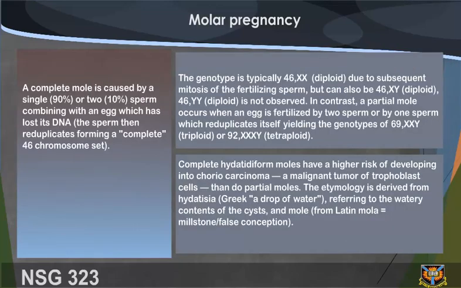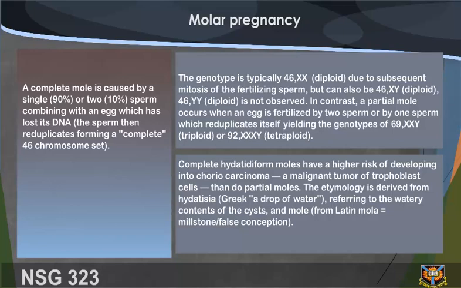A complete mole is caused by a single sperm (90%) or two sperm (10%) combining with an egg which has lost its DNA. The sperm then reduplicates, forming a complete 46 chromosome set. The genotype is typically 46XX diploid due to subsequent mitosis of the fertilizing sperm, but can also be 46XY diploid. 46YY diploid is not observed.